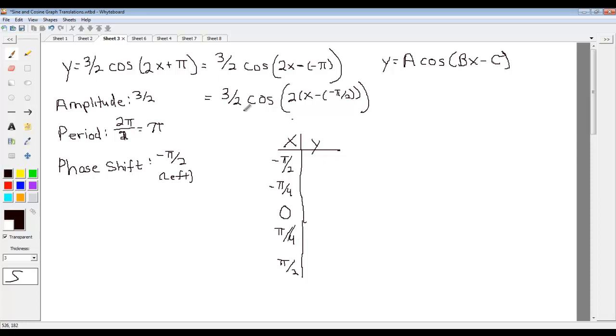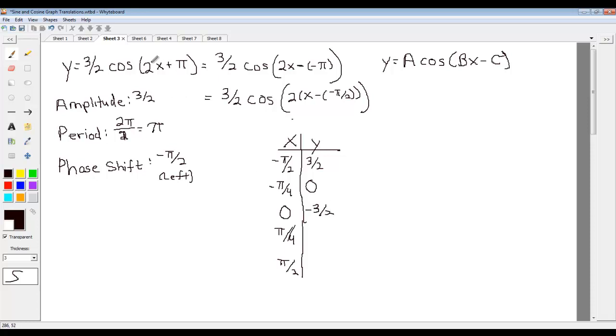So if we put negative pi over 2 in here, 2 times negative pi over 2 gives you negative pi, plus pi is 0. Cosine of 0 is 1, times 3 halves gives you 3 halves. Then 2 times negative pi over 4 is going to give you negative pi over 2, plus pi is going to give you pi over 2. Cosine of pi over 2 is 0, times 3 halves is 0. 2 times 0 is 0, plus pi is pi. Cosine of pi is going to be negative 1, times 3 halves is going to be negative 3 halves.